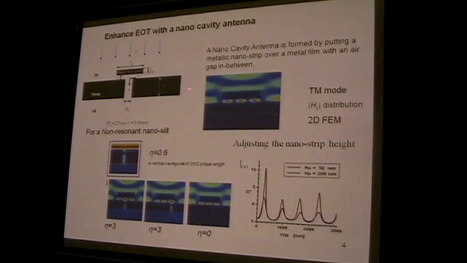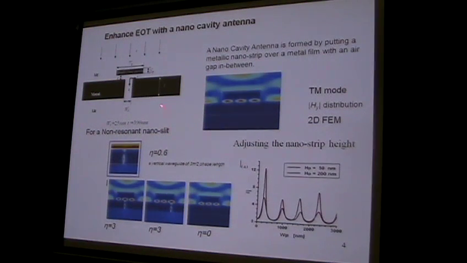And in this case, without the gold nano layers on the top of the opening, we just look at the extraordinary optical transmission, and the efficiency is only 0.6. And this efficiency is defined as the output energy with respect to the energy intensity integrated over the opening area. Okay, so that's why it's only 0.6.